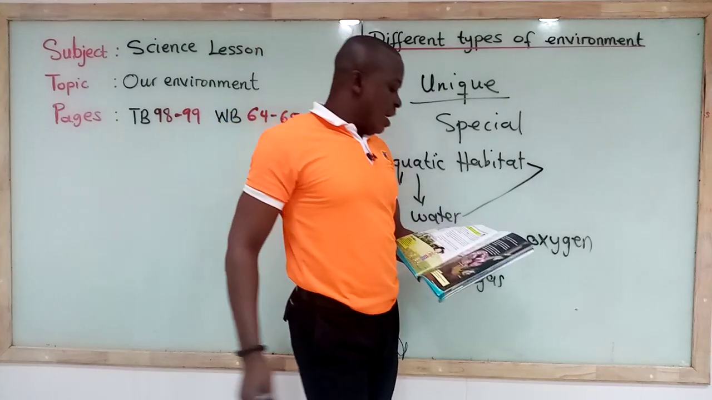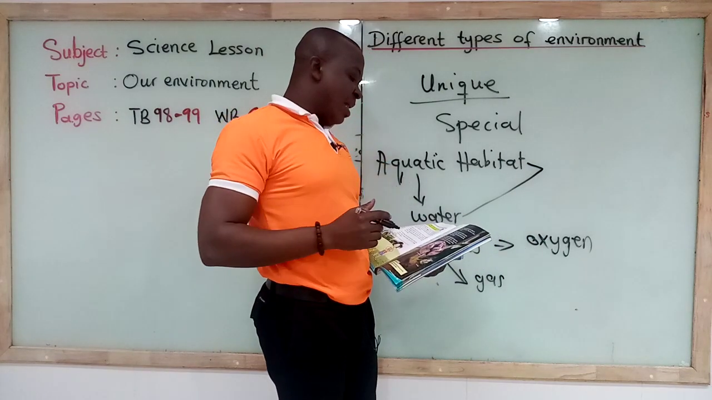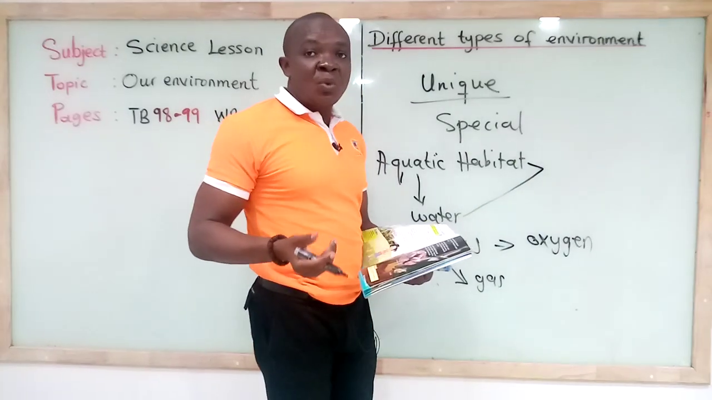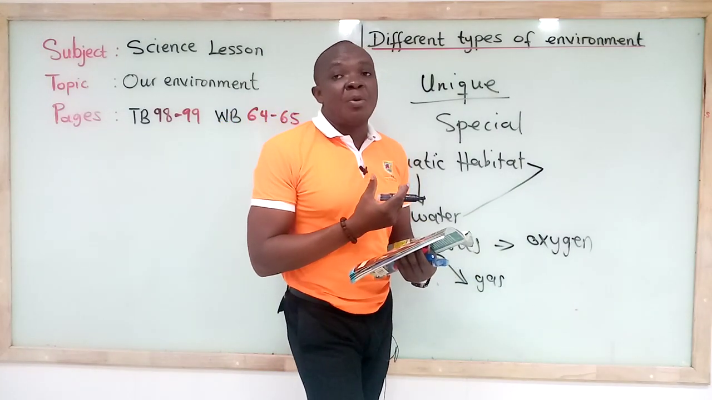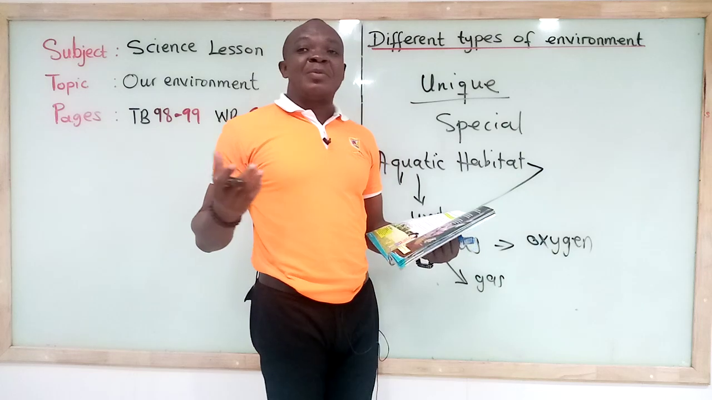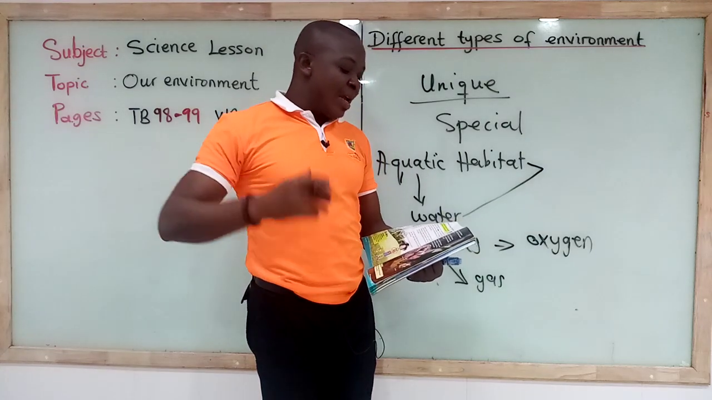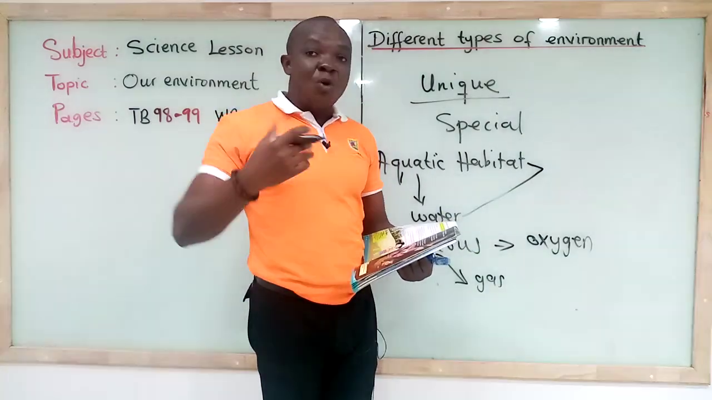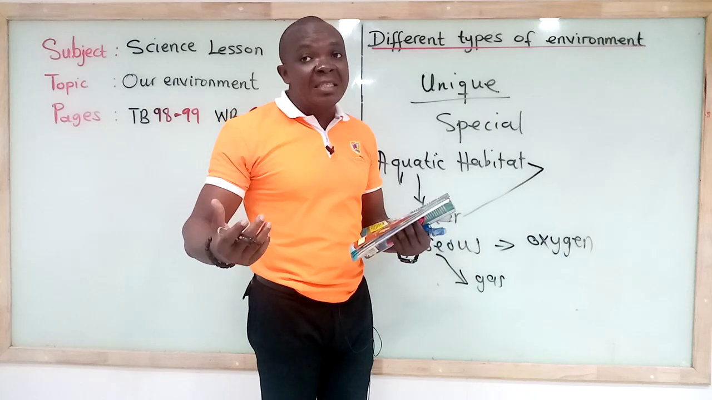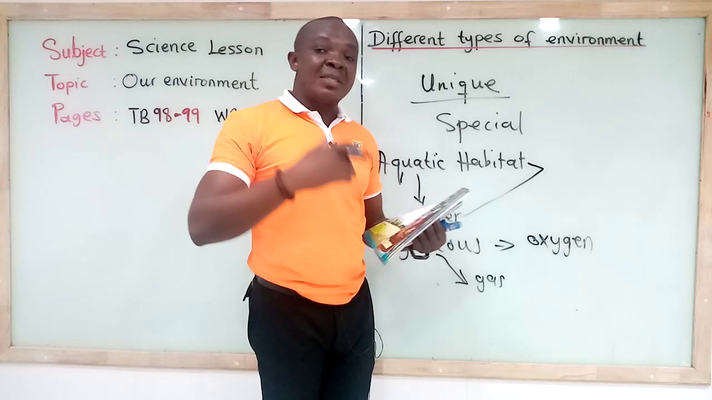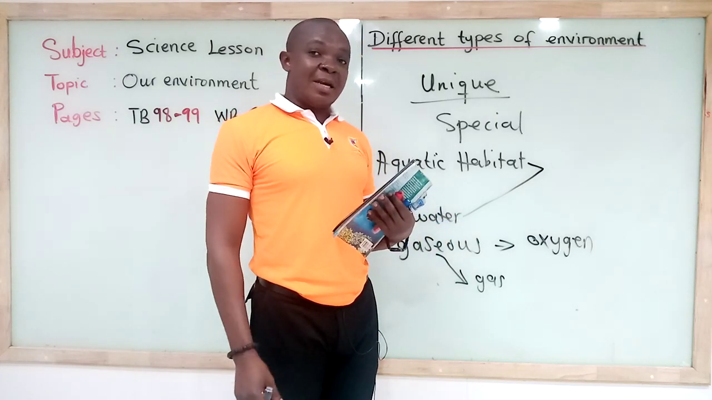And then we also talk about animals. Animals also need sunlight to keep their bodies warm. It means that an animal will be able to grow well and go on with its daily activities when it receives enough sunlight. Is that clear?